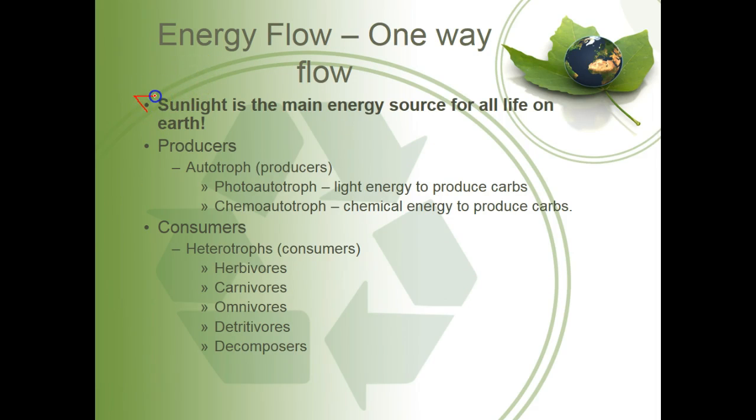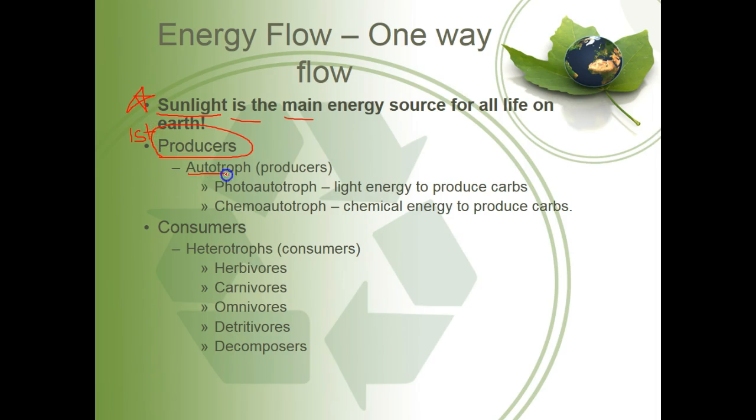It is very important for you to know that all energy that comes into an ecosystem starts as sunlight. Sunlight is the main energy source for all life on Earth, and the way in which organisms use sunlight is all about the producers. How does sunlight, which is kind of an inorganic, abiotic thing, produce life on Earth? It starts with producers. So this is the first level, producers.